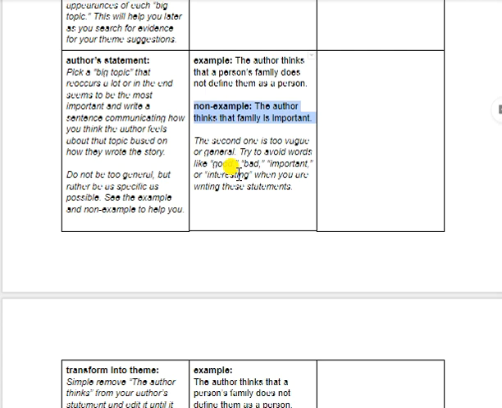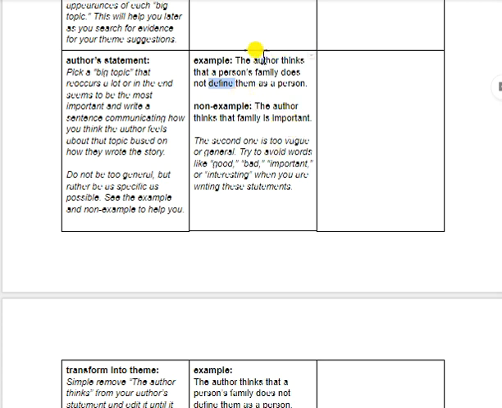If I just say family's important, it's almost like a cliche, it's tired, and it doesn't hold a lot of meaning. But if I make this statement up here, it's a very specific statement about family, that a family does not define an individual from the family, okay? Everybody in the family is their own person. Maybe they're influenced by their family, but they're not completely defined by it. See how that's a lot more specific than just saying family is important.